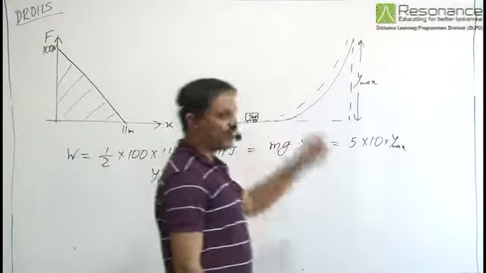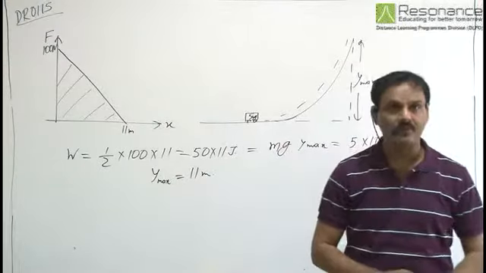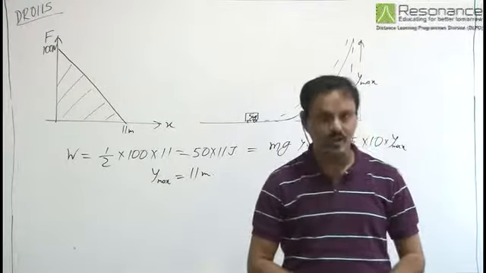So the toy car can reach up to a height of 11 meter, and the correct option is C.